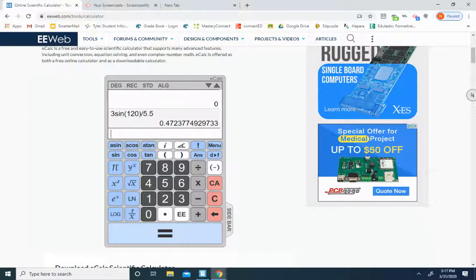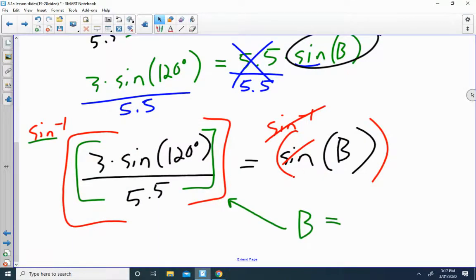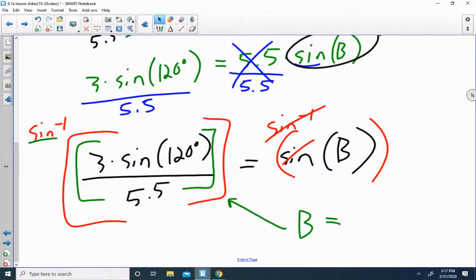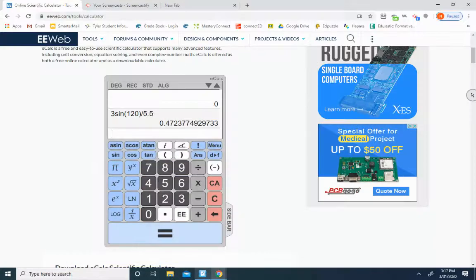Enter. Just going to make sure that was the right numbers. 3 times sine of 120, yep, divide by 5.5, and you get that. That will be the decimal. And now, let's go ahead and do the sine inverse of that. So, sine inverse, go to previous answer, and then close the parentheses, and press enter. And you'll have that big B is 28.1887, which will round to 28.189. That is what your big B is going to become.